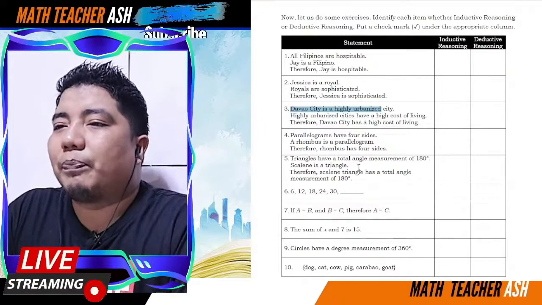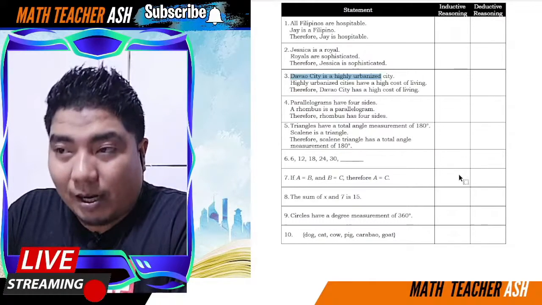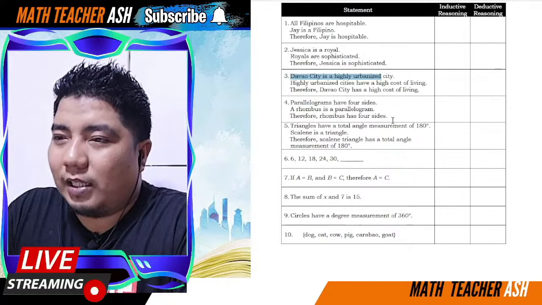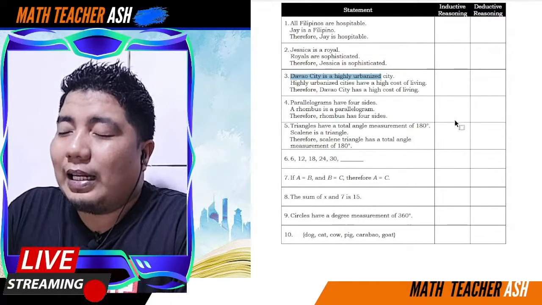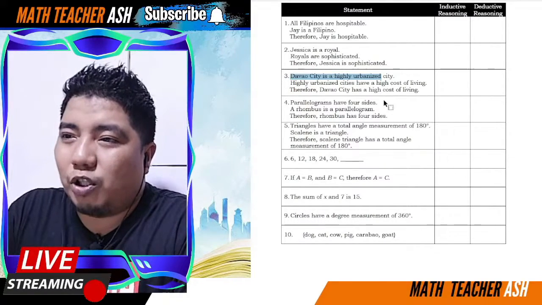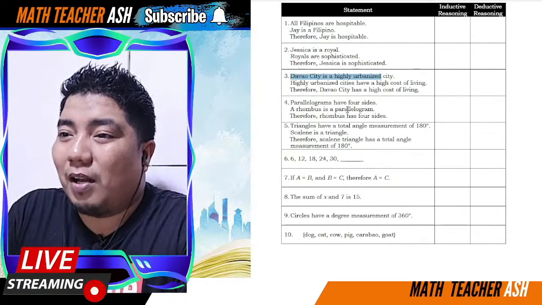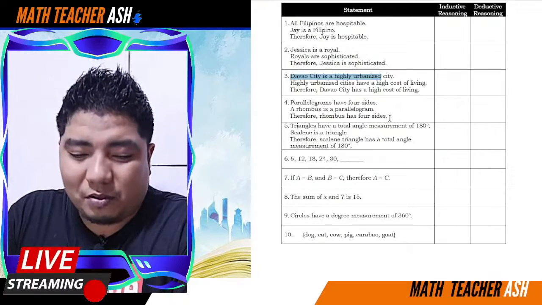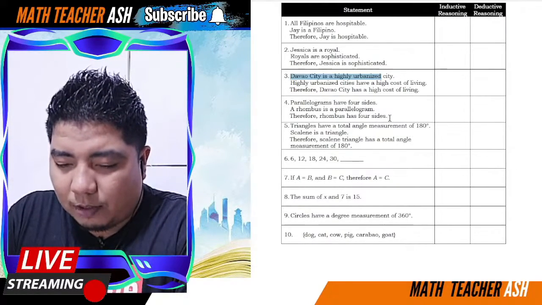So that is an example of an inductive reasoning. Parallelograms have 4 sides. A rhombus is a parallelogram. Therefore, rhombus has 4 sides. Okay, so this is an example of an inductive reasoning. Bakit? Parallelograms have 4 sides. So it should be quadrilaterals. Okay? A rhombus is a parallelogram. Therefore, rhombus has 4 sides. Okay. So somehow, this could be, ano ba tawag dyan?